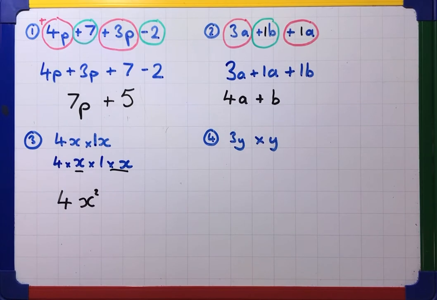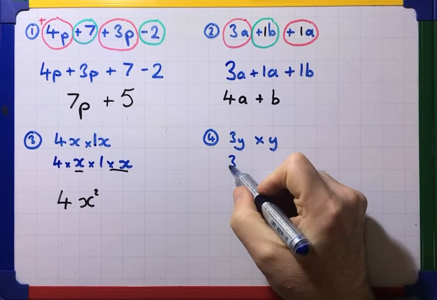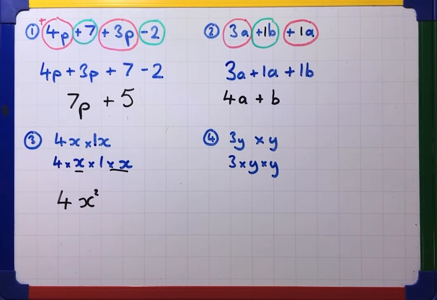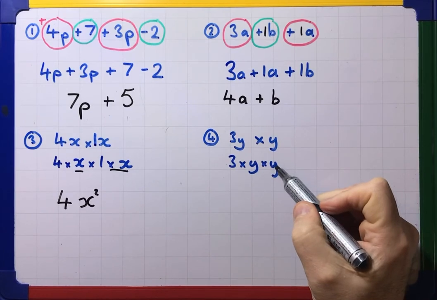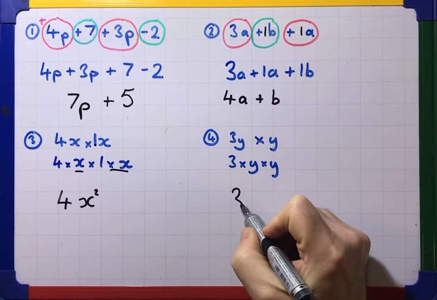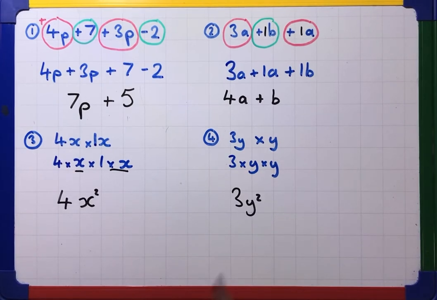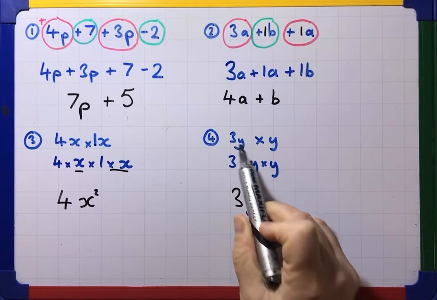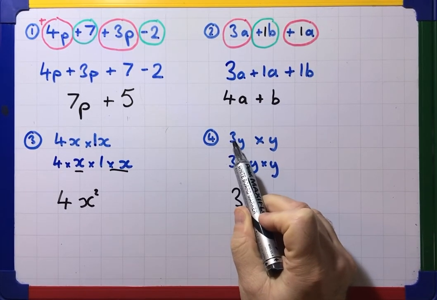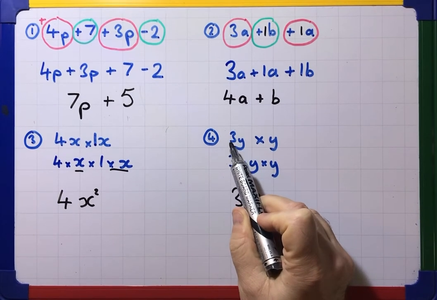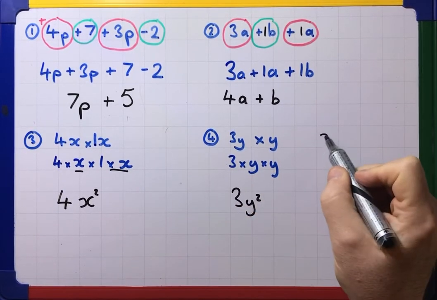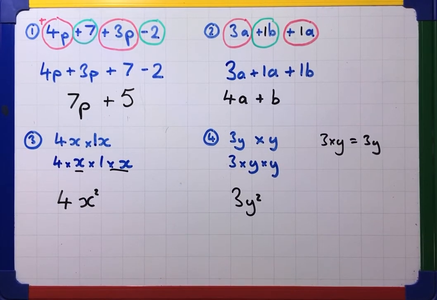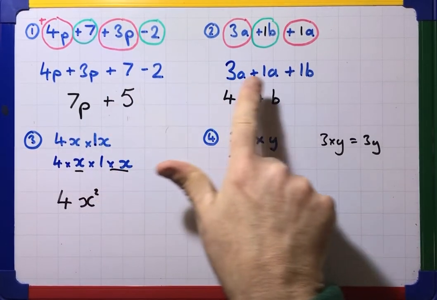If we have a look at this one, that's 3 times y times y. Remember what we said. Y times y, we write as y squared. So we'd write that as 3y squared. Because we don't normally show times signs in algebra. With this bit, if we wanted 3 times y, we just write 3y. Yeah? Remember, 3 times y equals 3y. Okay? So that's a bit of what we call simplifying.